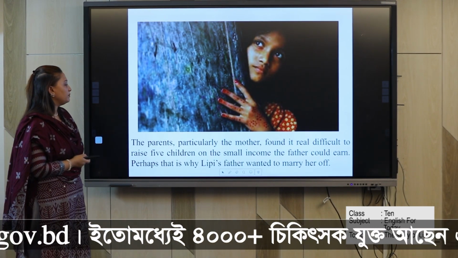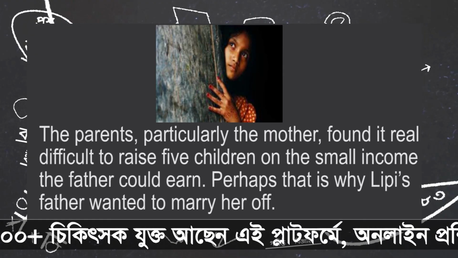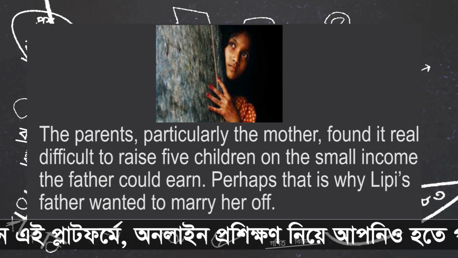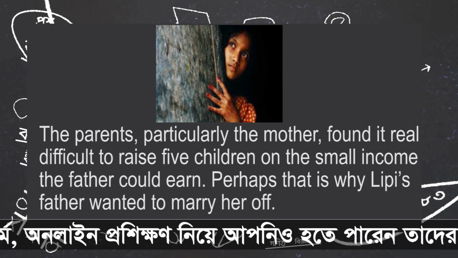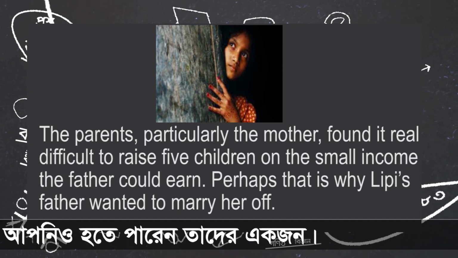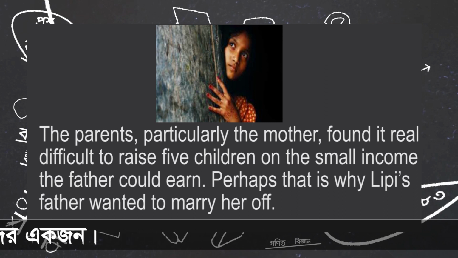Perhaps that is why Lipi's father wanted to marry her off, as they don't have enough food to eat, and they don't have a proper house or shelter. So they decided that they would get their daughter Lipi married.